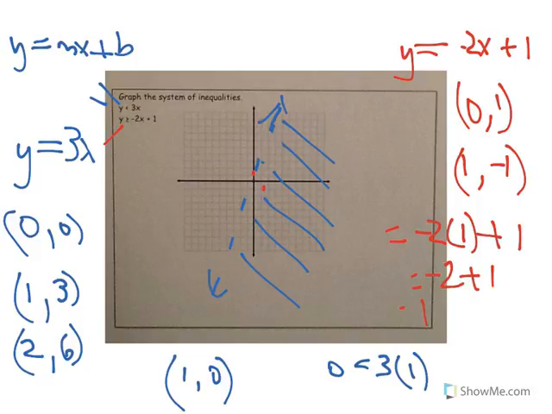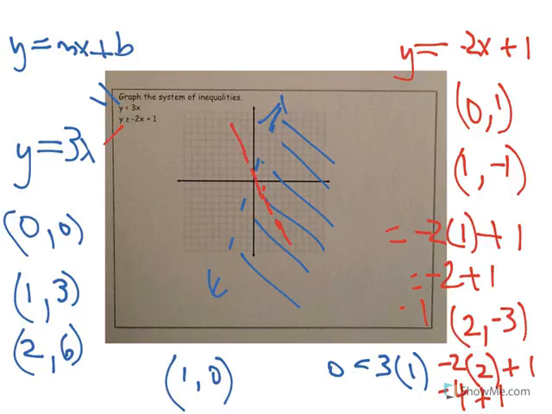And then we can do one more point as well. So if we have x is equal to 2, what's y going to be equal to? Negative 2 times 2 plus 1. Negative 2 times 2 is going to be negative 4 plus 1. It's going to be negative 3. So 2 over, 1, 2 over, 1, 2, 3 down. So it's going to be right about there. So it's going to be, again, a dash line. This time I'll remember it's a dash line to start with.